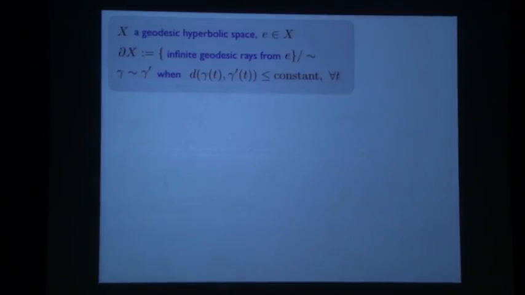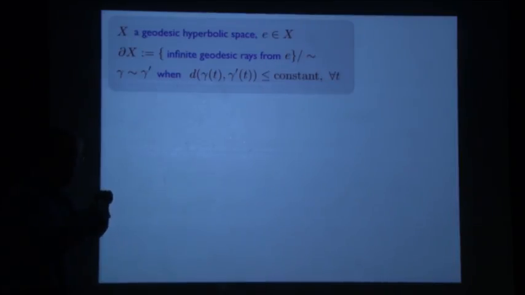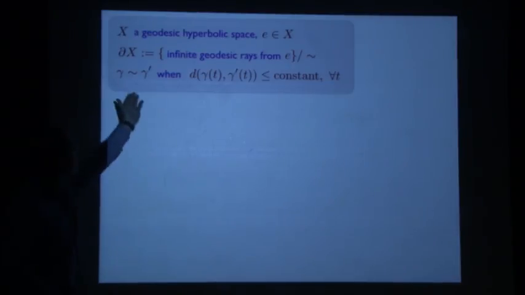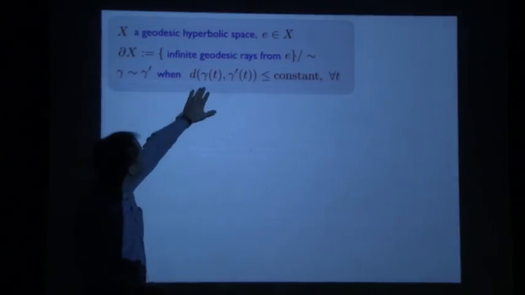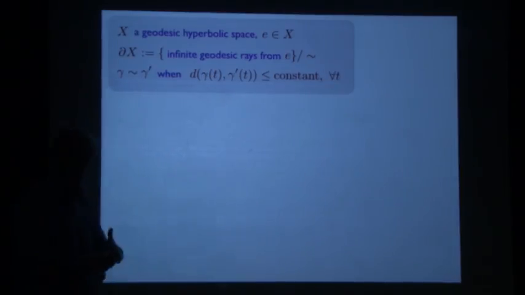Now, what's the boundary? If we've got a geodesic hyperbolic space X and we take a base point E, then the boundary is equivalence classes of infinite geodesics emanating from the base point. And we say that two are equivalent when they stay a bounded distance apart. So gamma and gamma prime are equivalent when the distance between them is at most some constant for all time.